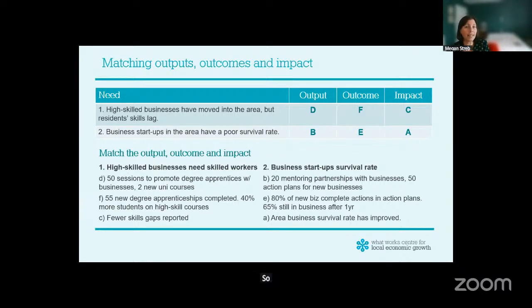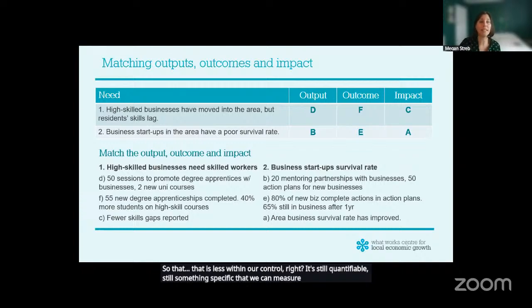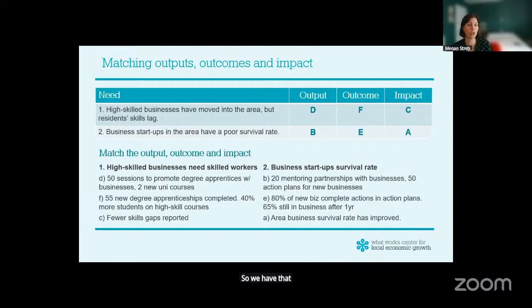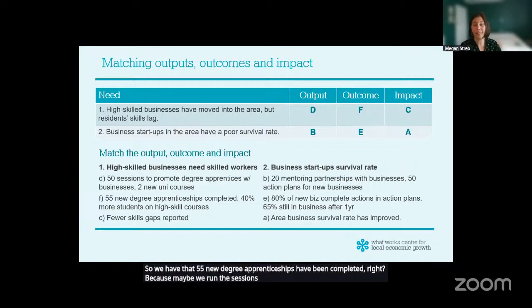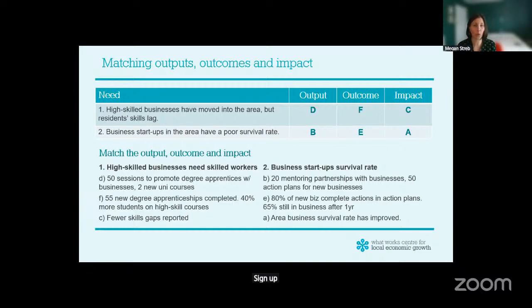That is less within our control. It's still quantifiable, still something specific that we can measure, but it is far less in our control to make sure that it happens. So we have that 55 new degree apprenticeships have been completed. Maybe we run the sessions with prospective apprentices, we run sessions with businesses, but that doesn't mean we can actually make them sign up, complete the course, go through the whole process, and actually get to that completion stage.